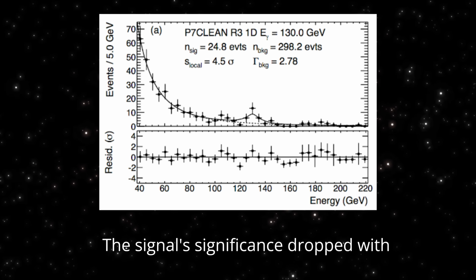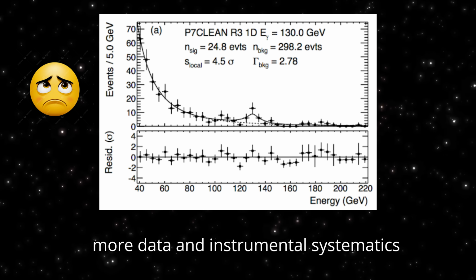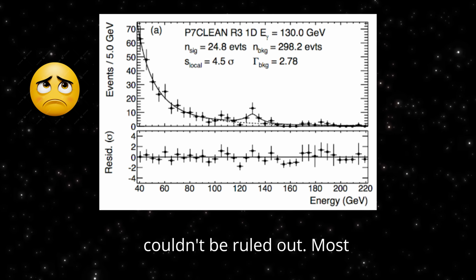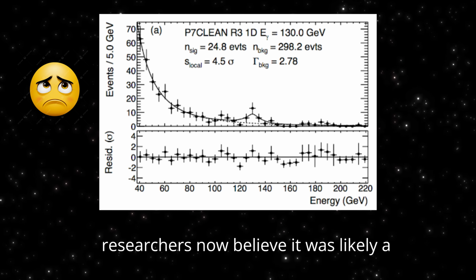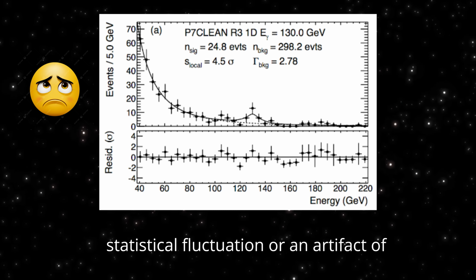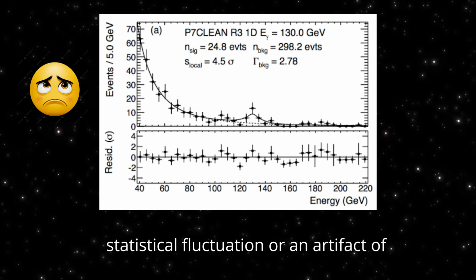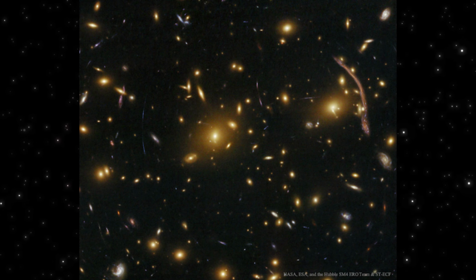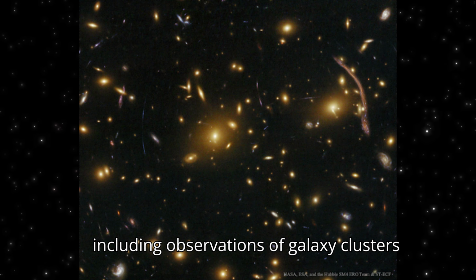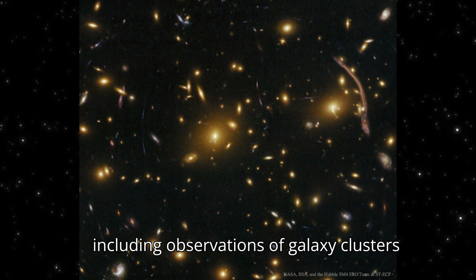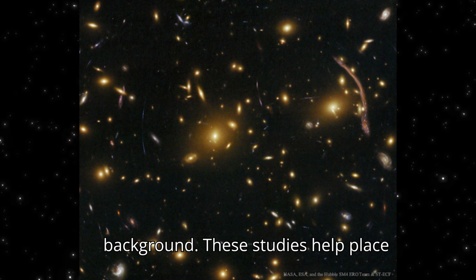The signal's significance dropped with more data, and instrumental systematics couldn't be ruled out. Most researchers now believe it was likely a statistical fluctuation or an artifact of the detector. There have also been other efforts, including observations of galaxy clusters and the extragalactic gamma-ray background.